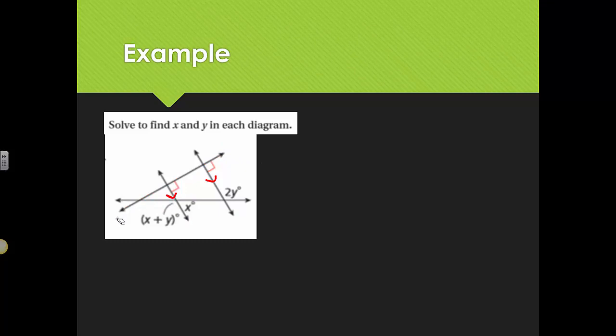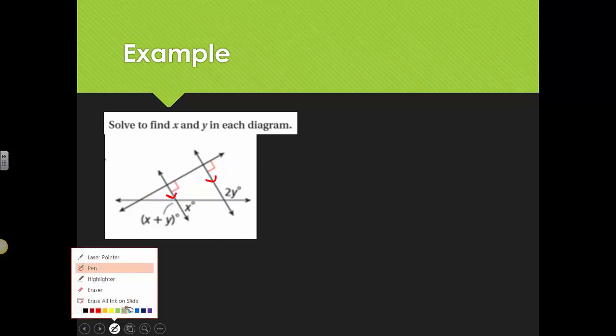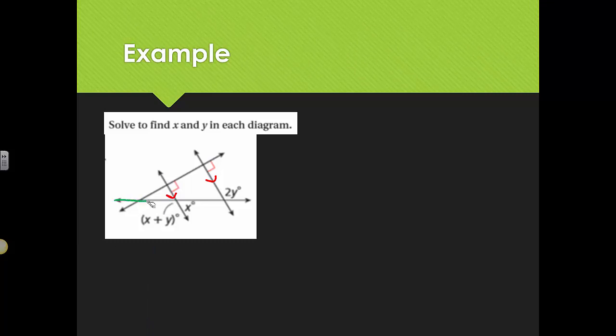So now I'm going to change my focus from those lines to this one now being my transversal. So I have two parallel lines cut by a transversal. I know lots of different things. I know alternate interior angles are congruent. I know alternate exterior are congruent. I know same side interior are congruent, and so on and so forth.